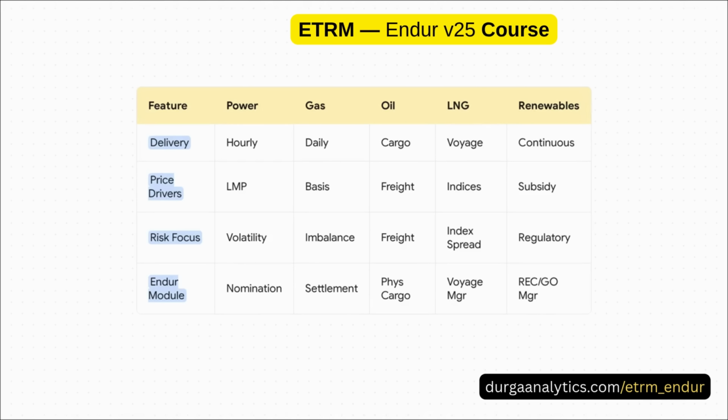I mean, just look across the rows. The delivery cycles, completely different. The main price drivers, they live in different universes. The key risks you're worried about, totally distinct. Each column here represents a unique business, but Endur accommodates all of them with specialized modules that all feed into the same core risk and settlement engines. That's the definition of a true multi-commodity platform.